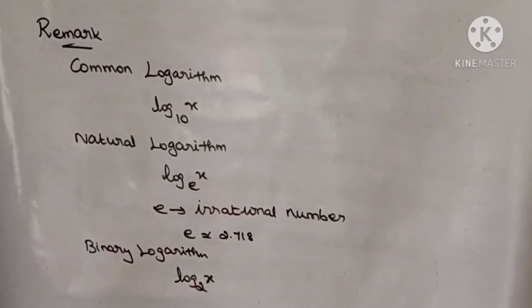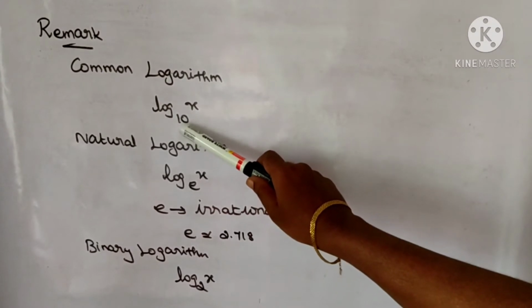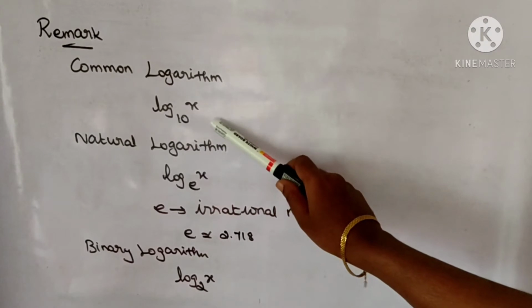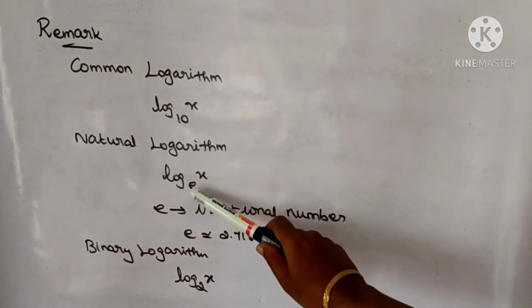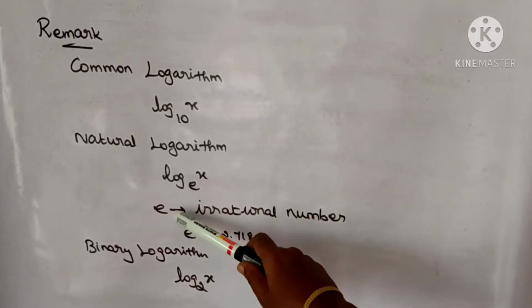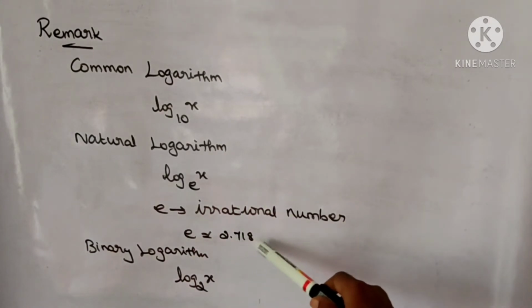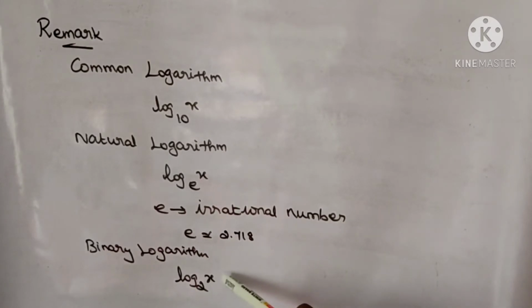See the remark on logarithmic functions. The common logarithm takes the base value 10: log base 10 of x. And the natural logarithmic function takes the base e: log base e of x. E is an irrational number, approximately equal to 2.718. And the binary logarithmic function has base value 2: log base 2 of x, which is used in computer science.